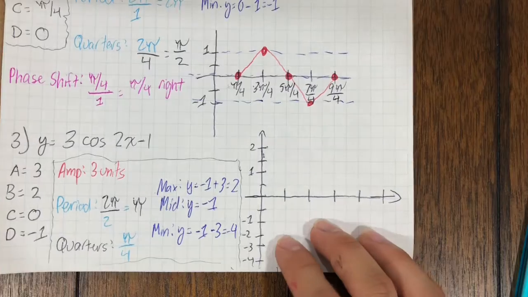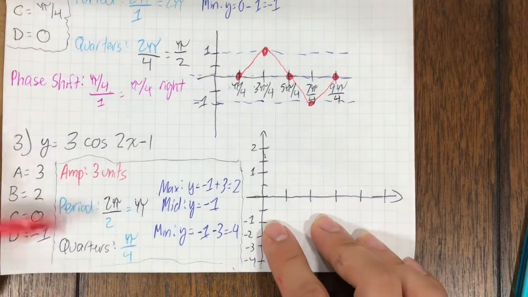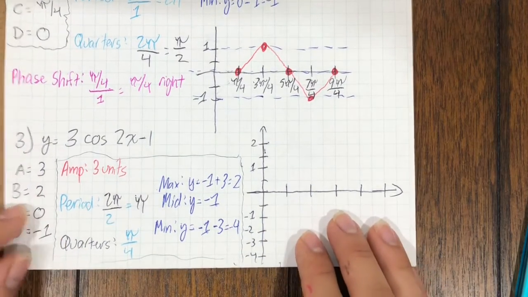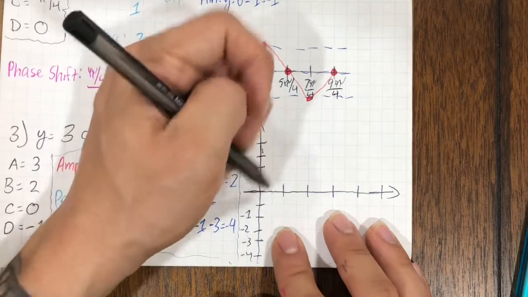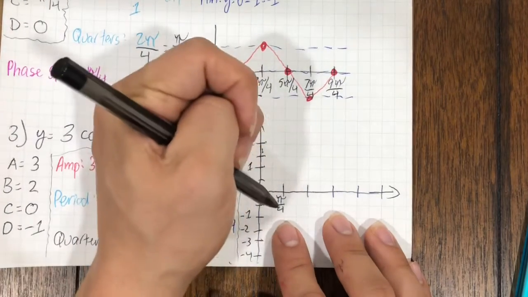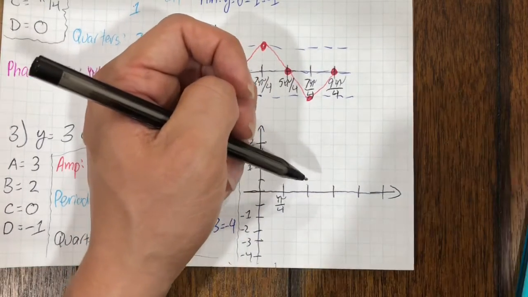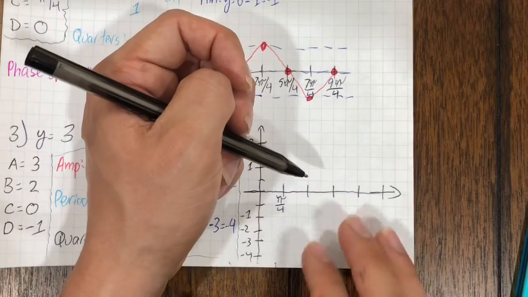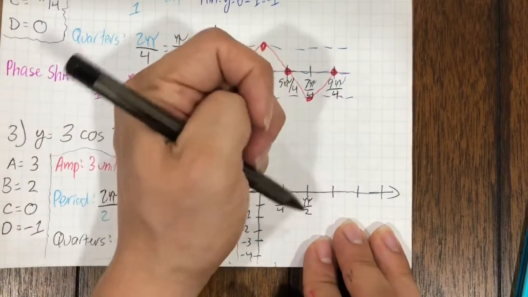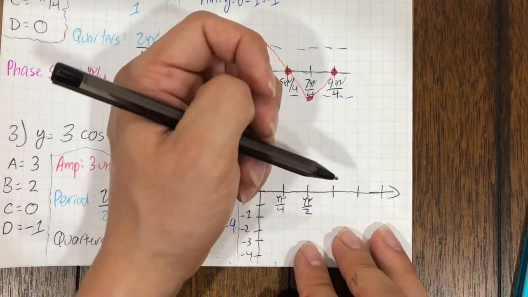Okay, so I start off at 0 for x, and with the quarters, I'm going by pi over 4. So I go from 0 to pi over 4, and then I add pi over 4 to another pi over 4. I get 2 pi over 4, and we could simplify 2 pi over 4 and we get pi over 2. So then I have pi over 2 plus pi over 4.